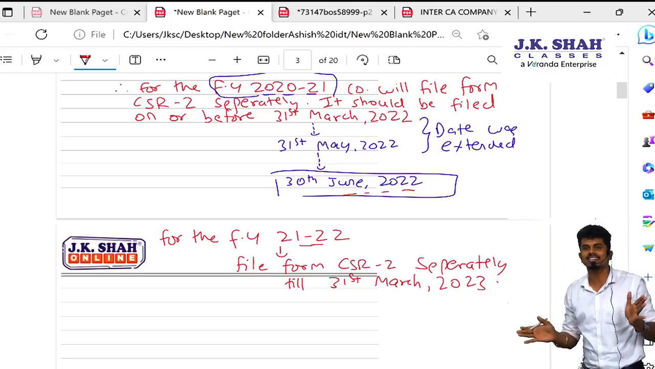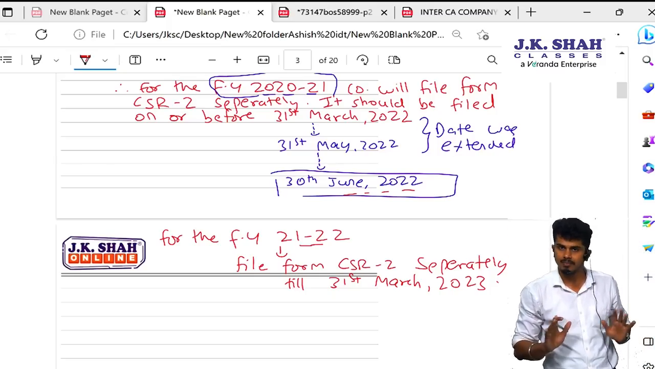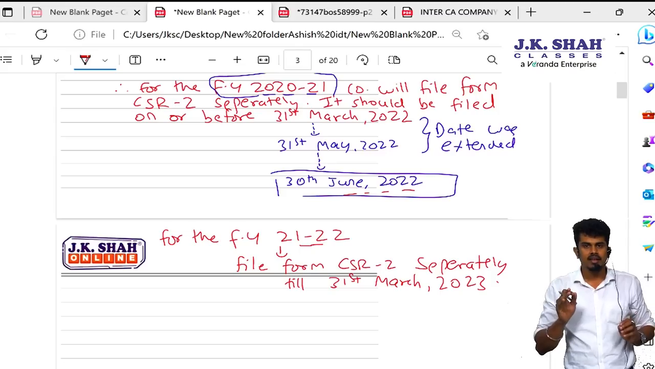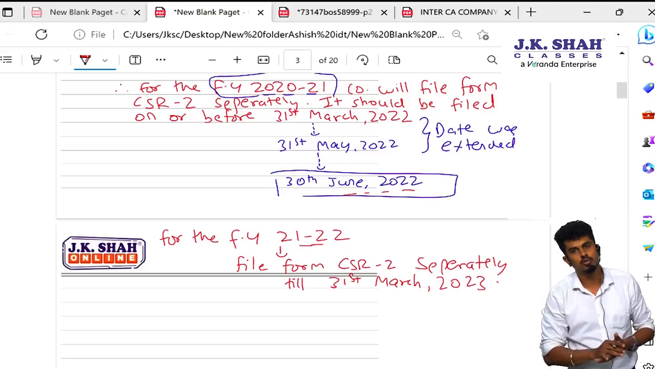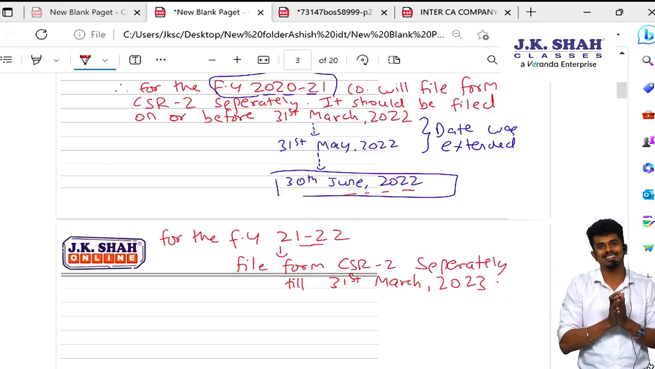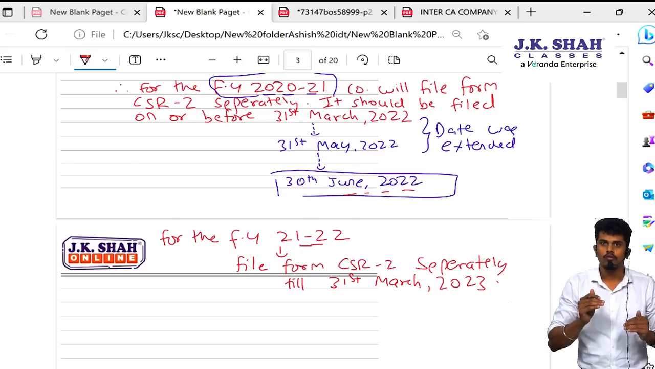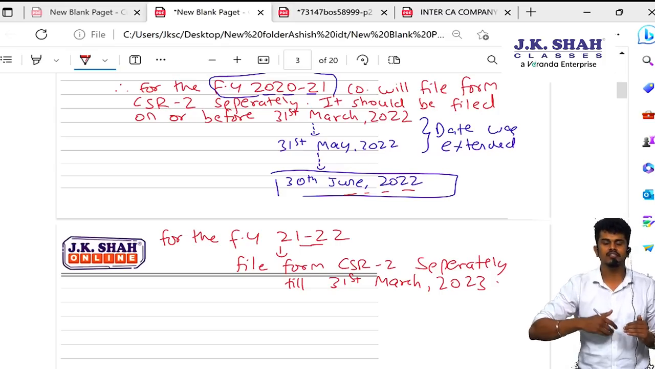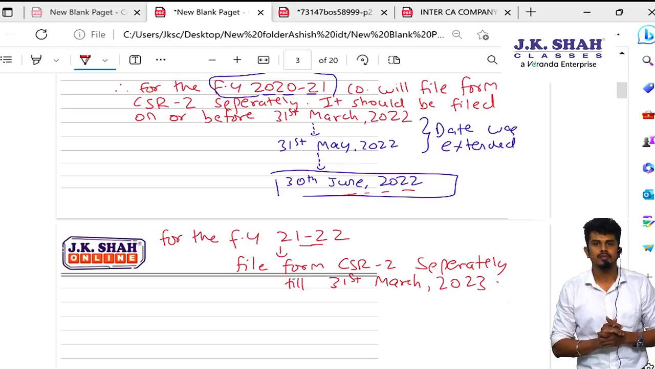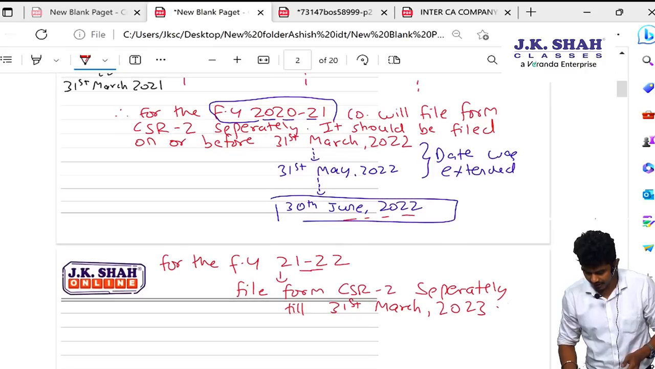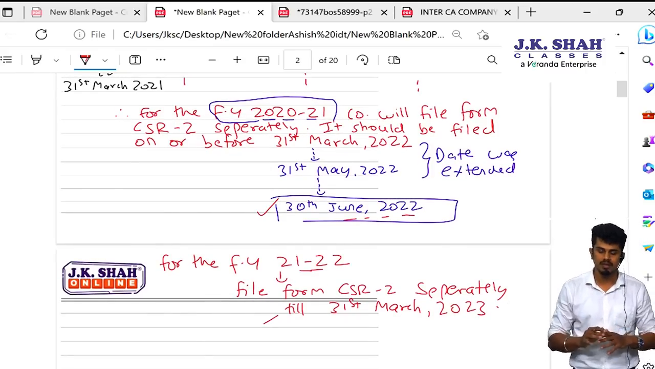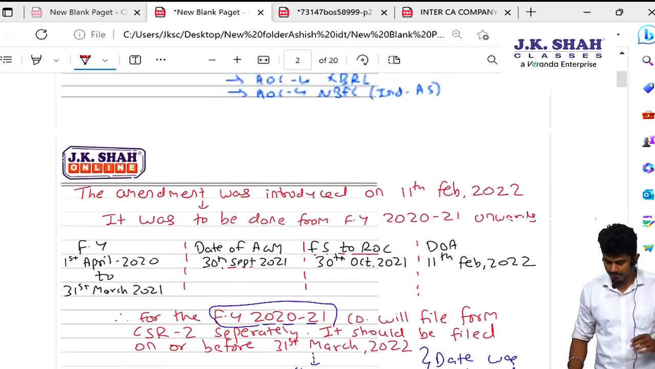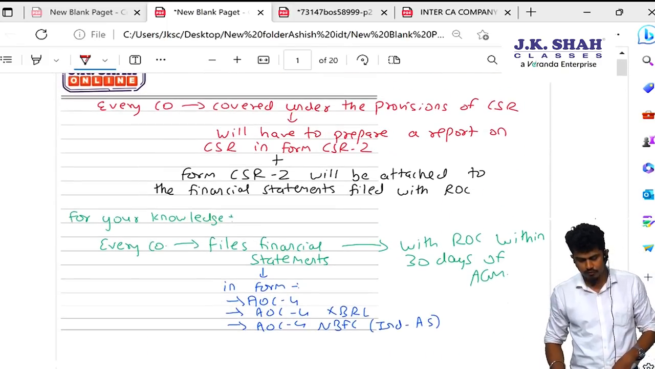You don't need to attach it with financial statements. Simple, easy, clear. I believe going ahead, that is from financial year 22-23 onwards, maybe they will ask you to attach it to the financial statement, but form CSR2 has been filed separately with the given timelines. Yes or no? Simple. So this was all about the amendment regarding dates for filing form CSR2.